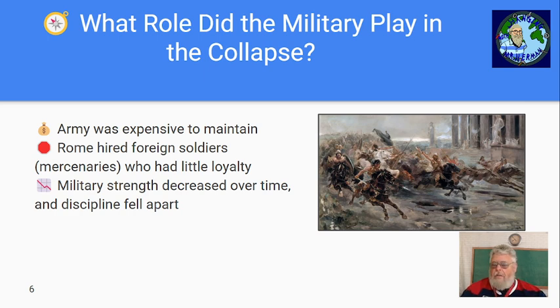Rome's army used to be one of the greatest in strength, but even the military had problems. The empire was spending too much money to support it. Rome started hiring mercenaries, foreign soldiers who were paid to fight. These soldiers didn't always care about Rome.